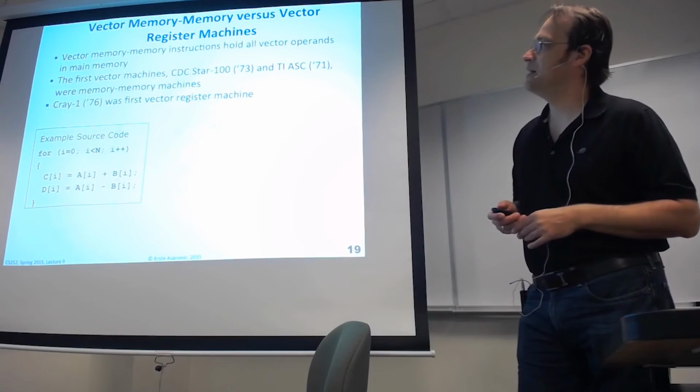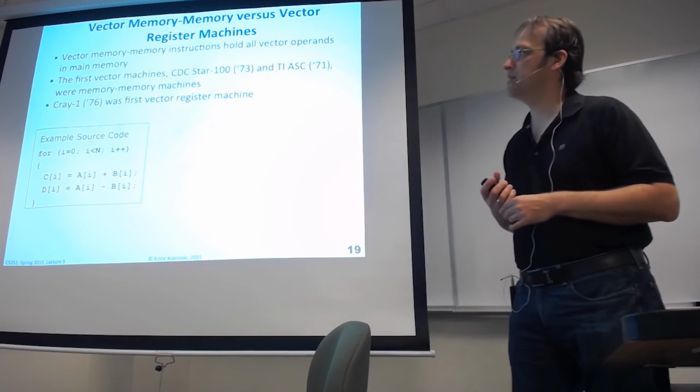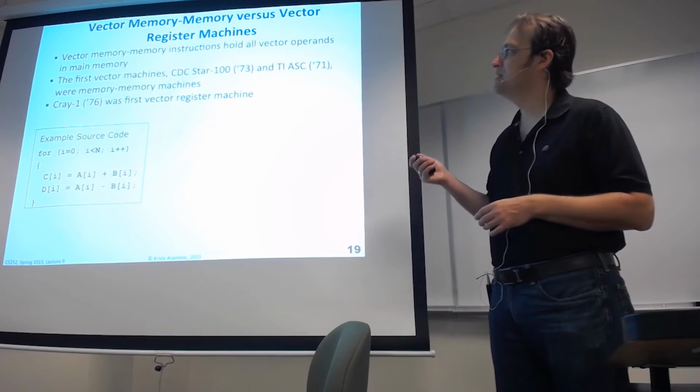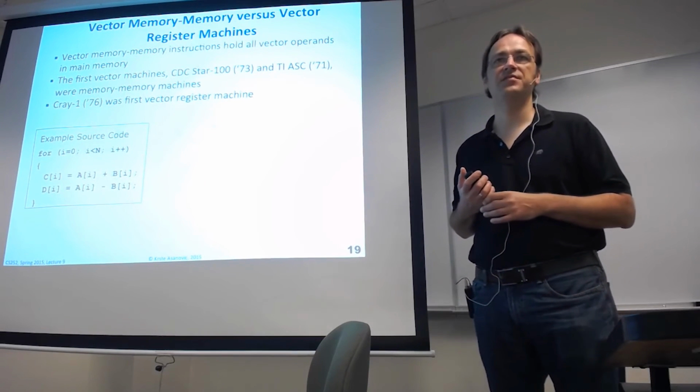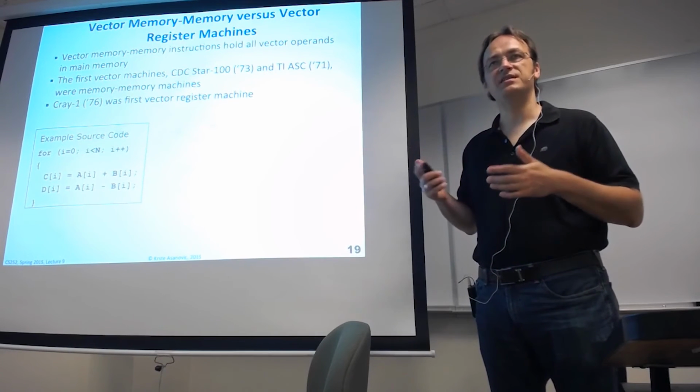Okay, now the very first vector machines were actually the CDC Star 100 that was done at CDC after Cray left, and the Texas Instruments Advanced Scientific Computer, ASC. These were designed at the end of the 60s, beginning of the 70s.